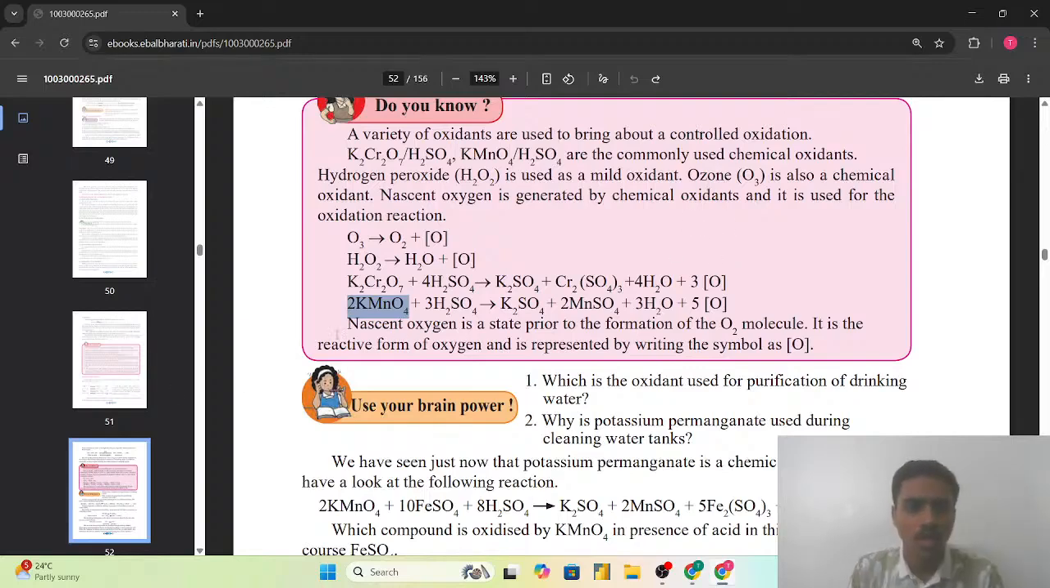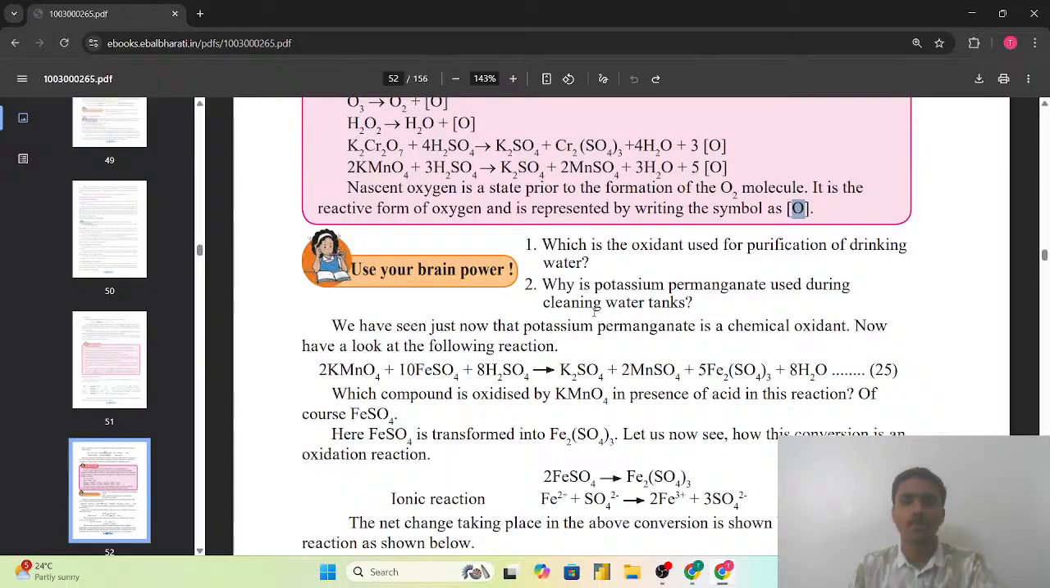That's a simple one. Nascent oxygen is a state prior to the formation of the O2 molecule. It is reactive oxygen and is represented by writing the symbol like this. That is only the part.